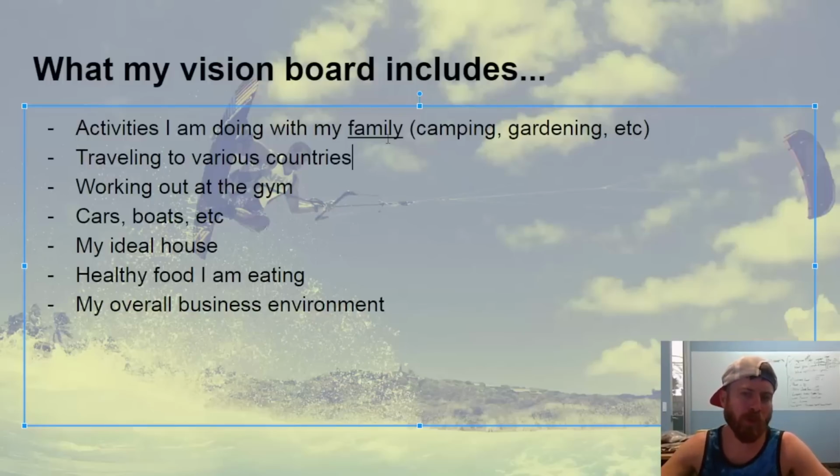So that's part of my vision board, is traveling, and it includes pictures of both me with my family and me alone, or me with my future family. It's just my wife and my dog right now.